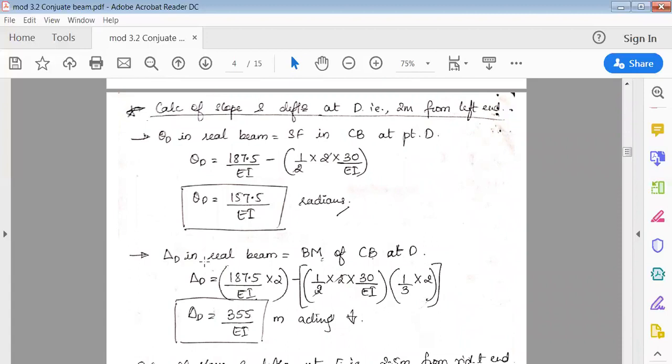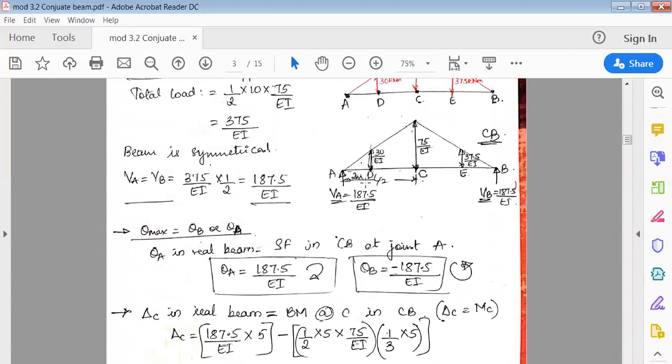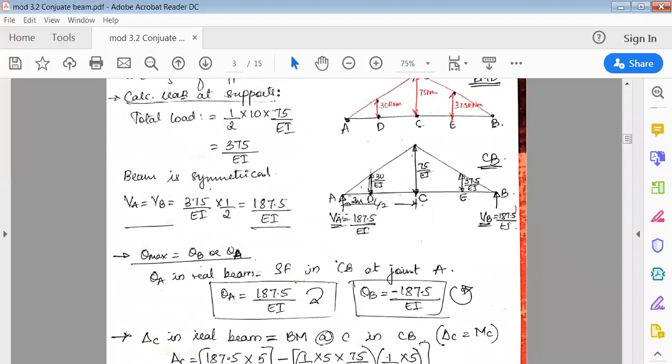So write the formula: delta D in the real beam is equal to the bending moment of the conjugate beam at point D, the same point. So delta means, again, bending moment at D. Come back to this point. Okay, so it is bending moment at D. Consider the left side.